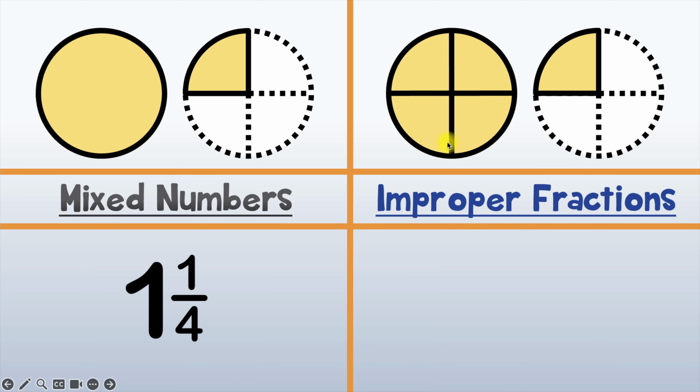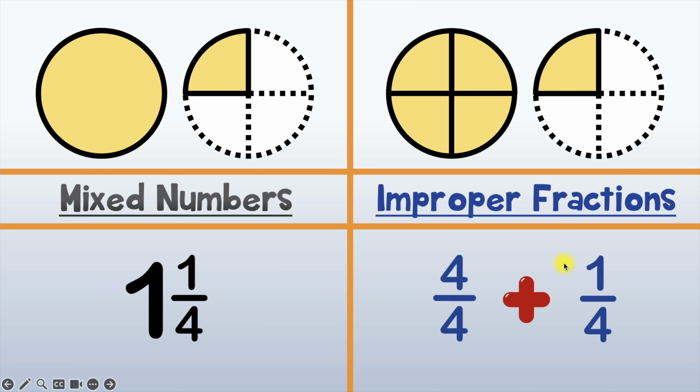Now let's take a look at the model for improper fractions. So the first circle in the model here has 1, 2, 3, 4 spots. And of the 4, all 4 are shaded. But remember, improper fractions only use fractions. So we'll write this as 4/4. And the second circle in this model, out of 1, 2, 3, 4 parts, only 1 is shaded. So we would represent this part of the model as 1/4. Now to find the improper fraction, all we would do is add those 2 fractions together.